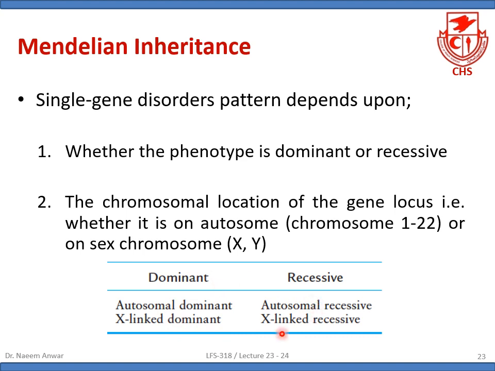If the disorder is dominant and related to the autosomes, you can call it autosomal dominant. If it's dominant and linked to the sex chromosomes, then you can say it is X-linked dominant. On the other hand, we have the recessive. If it is a recessive disorder related to the autosomes, we call it autosomal recessive, while when it is linked to the sex chromosome, it is X-linked recessive.